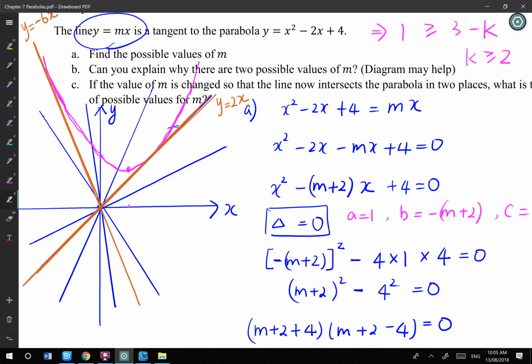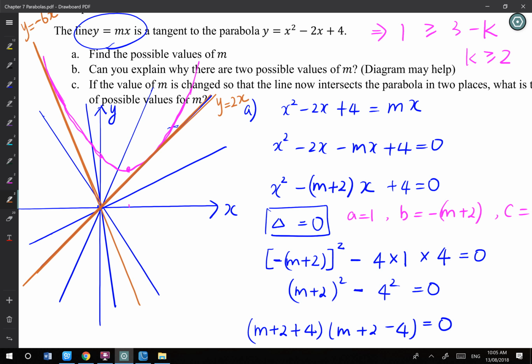Do we have any questions so far? Let's understand how it becomes the tangent, and then we can work on the next 2. The next 2 are really advanced. Can you explain why there are 2 possible values of m? Well, I have explained it. One is the tangent on the right-hand side, and one is the tangent on the left-hand side. A diagram may help. It can be the tangent at 2 different places, one on the left, one on the right.